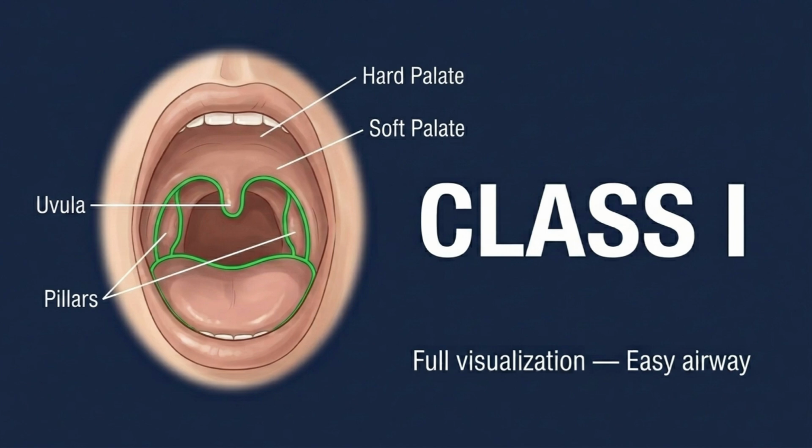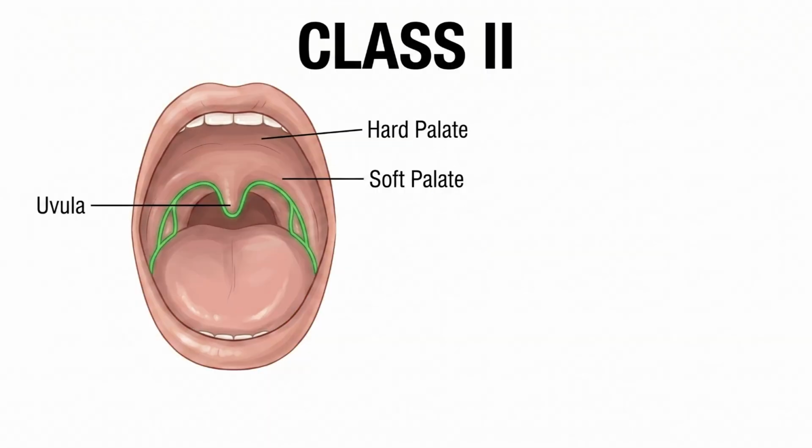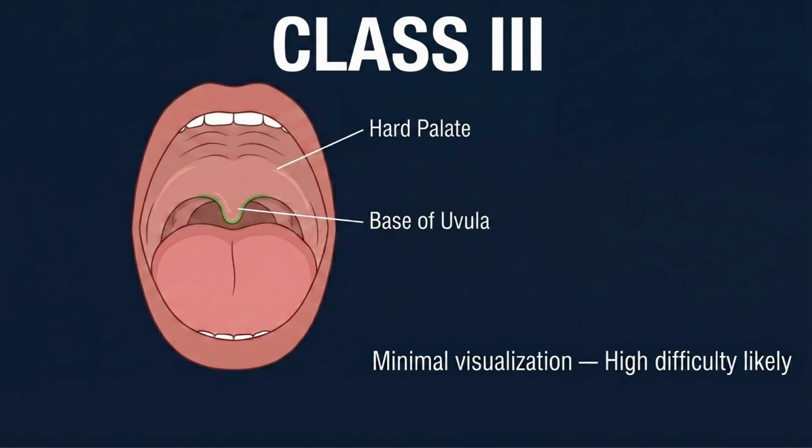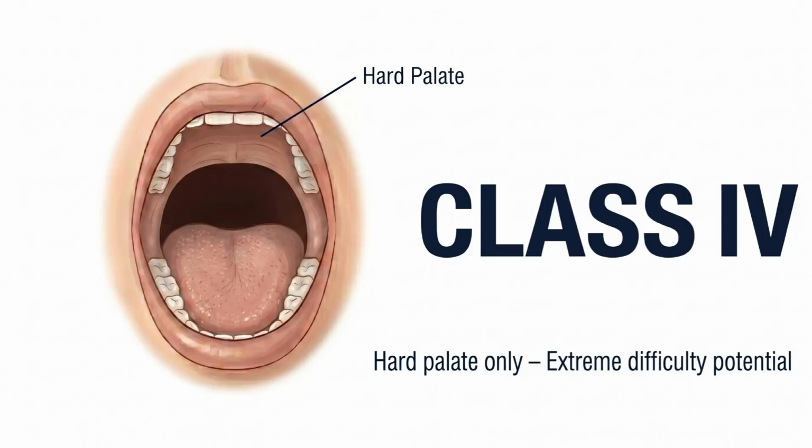This is class 1. We can see the full soft palate, uvula, and pillars. This means an easy airway. This is class 2. The uvula is visible, but the pillars are partially hidden. This means mild difficulty is possible. This is class 3. We can see only the base of the uvula. This means difficulty is likely.